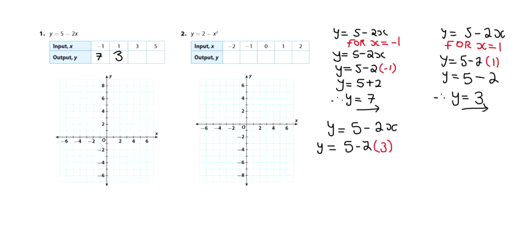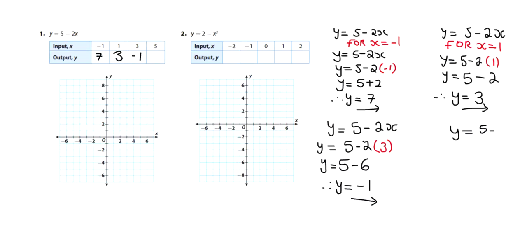So here I'm going to say y equals 5, and then negative 2 times 3, that is 6. Therefore, the value of y is going to be -1, because 5 minus 6 is -1. The -1 that you're getting, you write there on the table. And then lastly, you continue to write the equation of a straight line given by y equals 5 minus 2x.